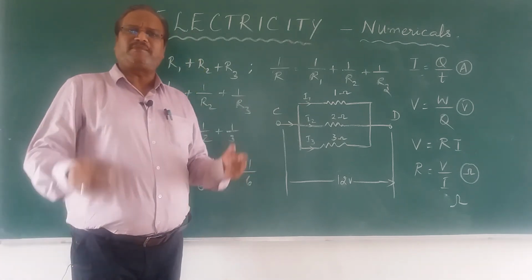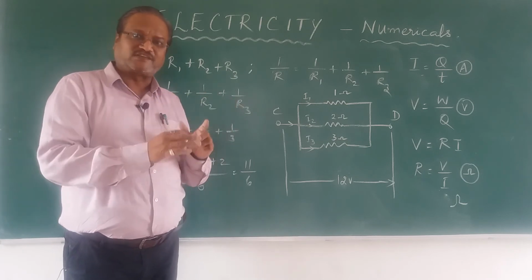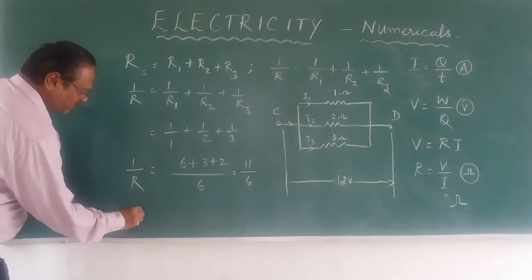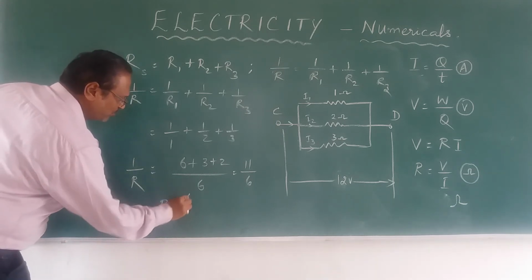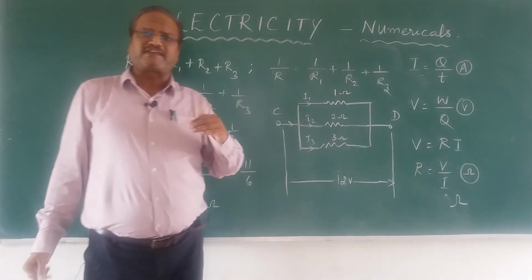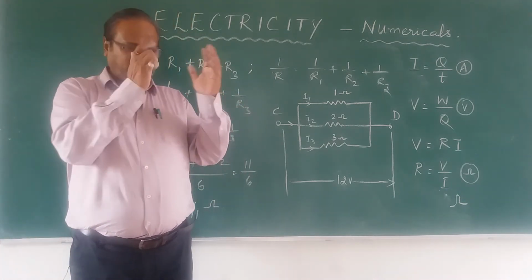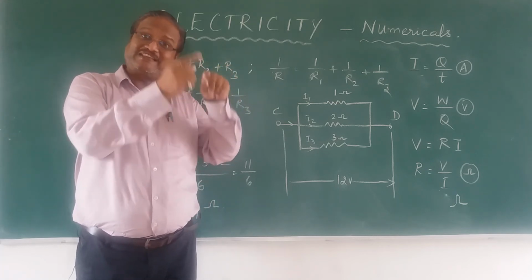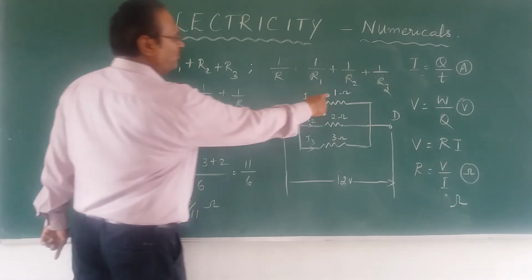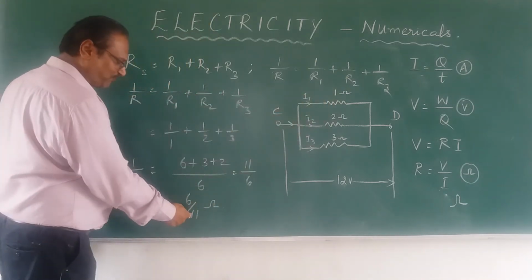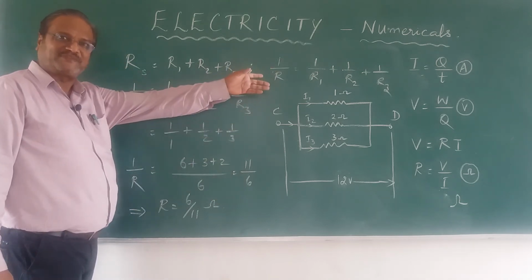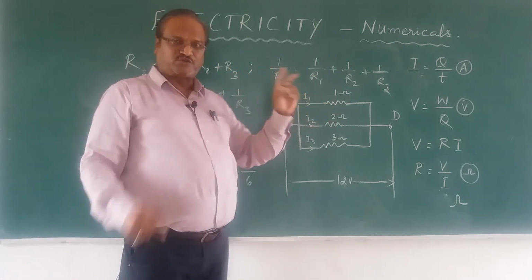You all might make a mistake here. That is 1 upon R, which implies R is equal to 6 by 11 ohm. Always remember, when you connect resistors in parallel, the effective resistance will be less than the least. Which is the least one? 1. So it is less than 1, 6 upon 11. It cannot be 11 upon 6, then it would come to 1.8 or something like that. So keep this condition in mind.